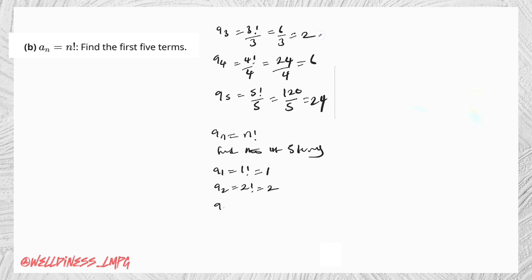So 1 factorial is equal to 1, 2 factorial is equal to 2, 3 factorial is equal to 6, that's 2 times 3 will give you 6, and 4 factorial will give you 2 times 3 times 4, which is 24, and 5 factorial will give you 120.